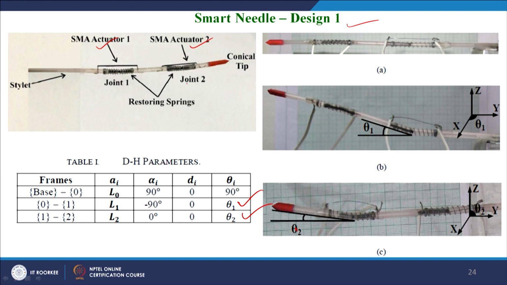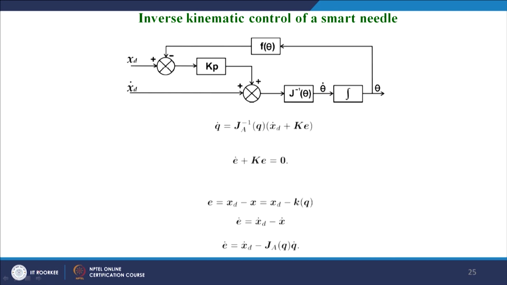The schematic of the needle is shown here, and the developed needle is shown here, which is an active needle, and it is of a diameter 0.5 centimeter, that is nearly 5 mm. It is the outer diameter of this needle, and it is actuated by the SMA wires and attached with springs to have the retracting capability. And the DH parameters of this smart needle mechanism are shown here. Then it has been controlled through inverse kinematic control of the smart needle.